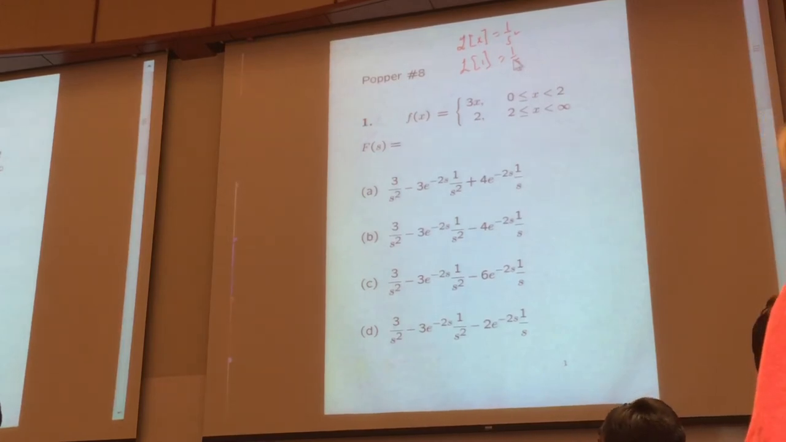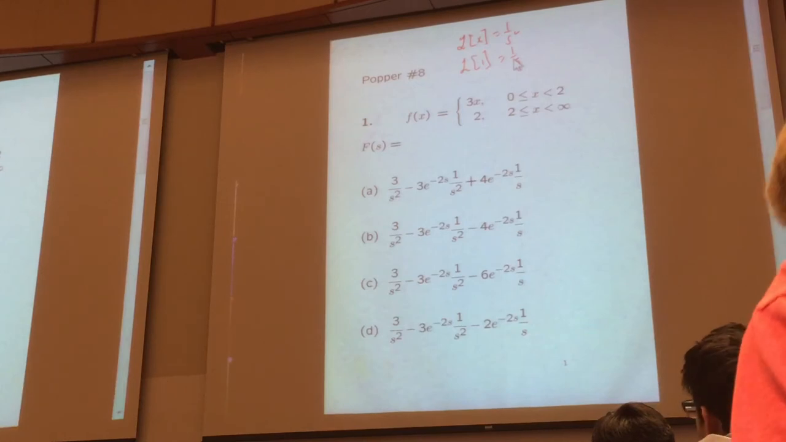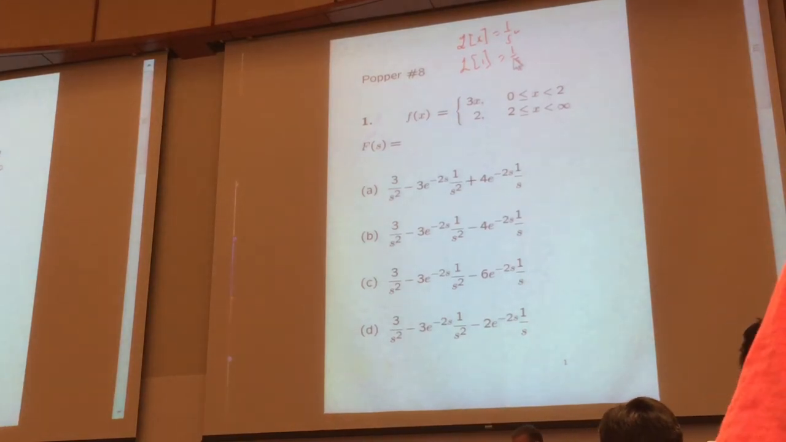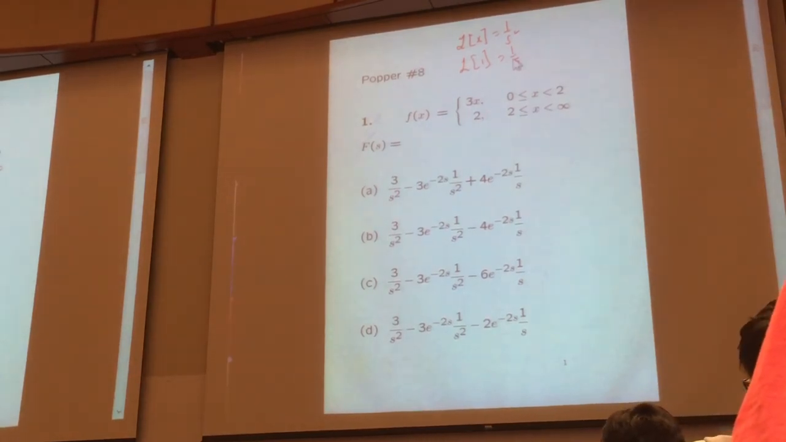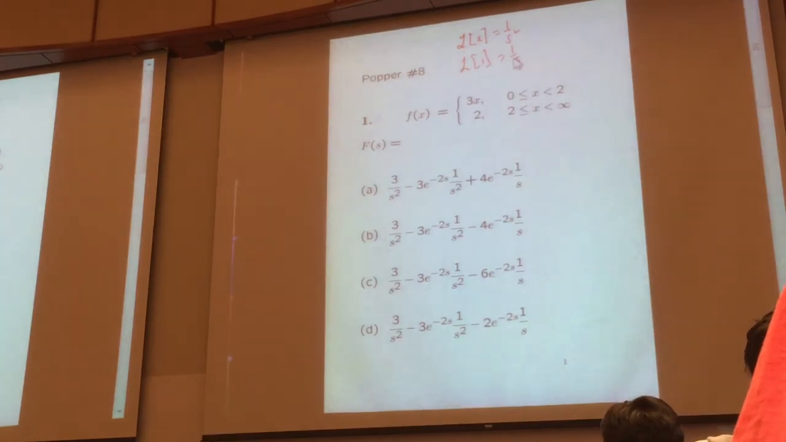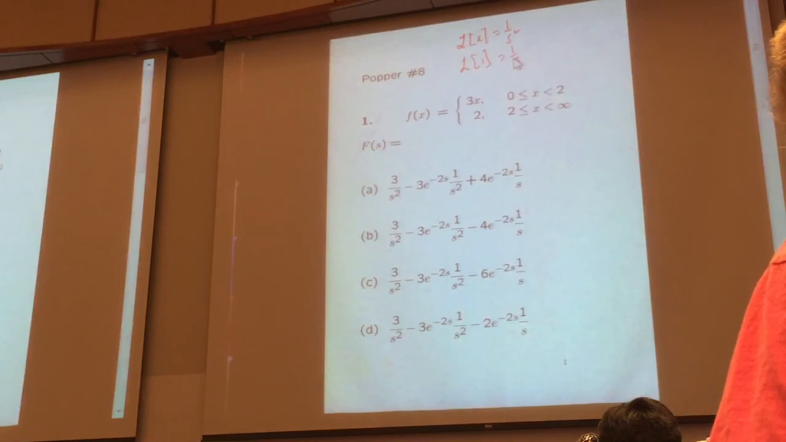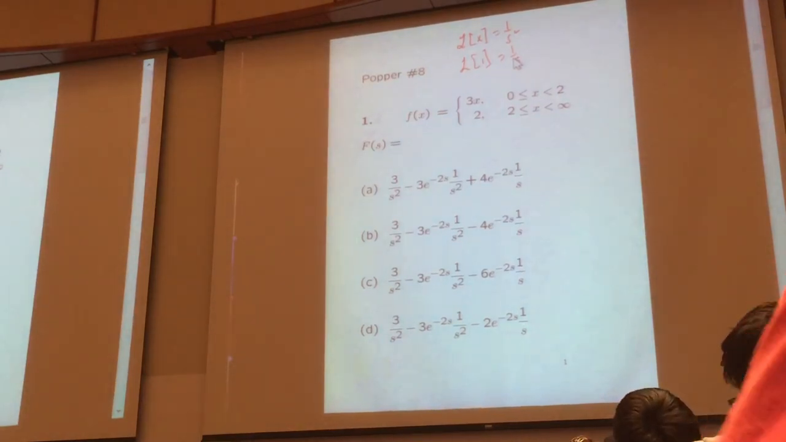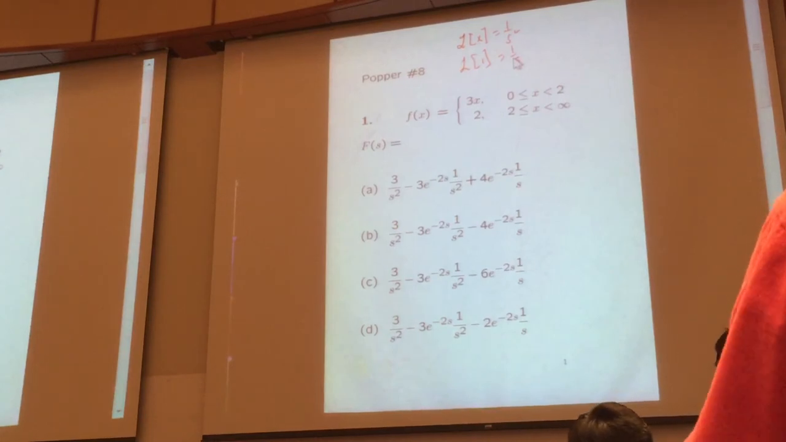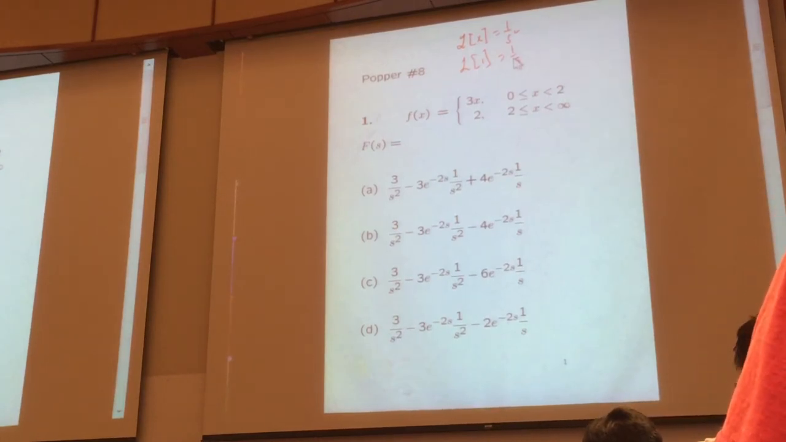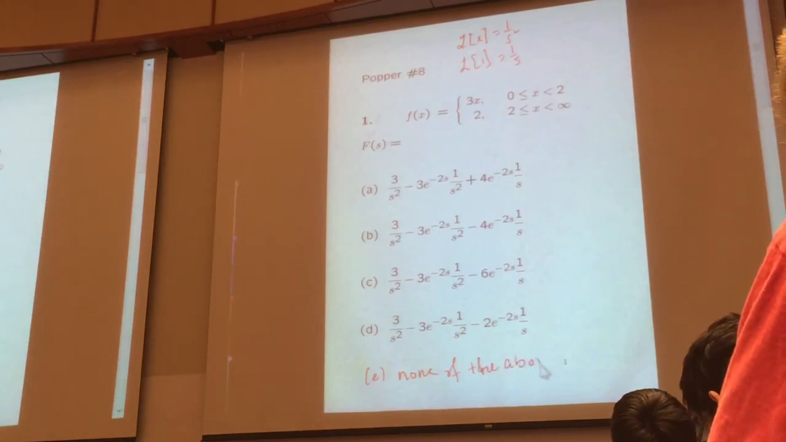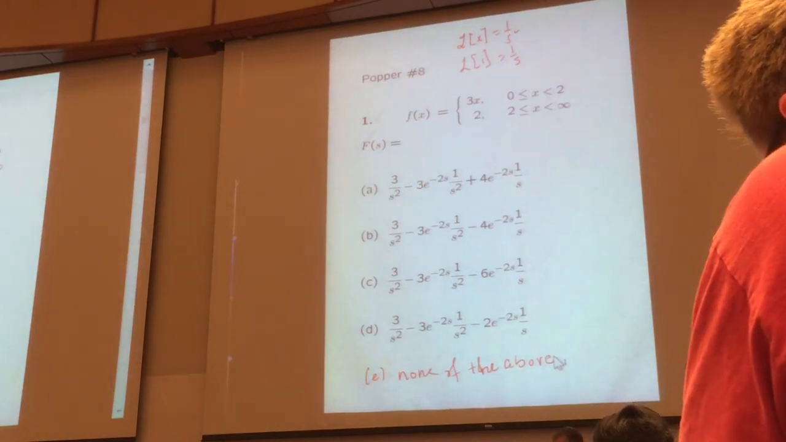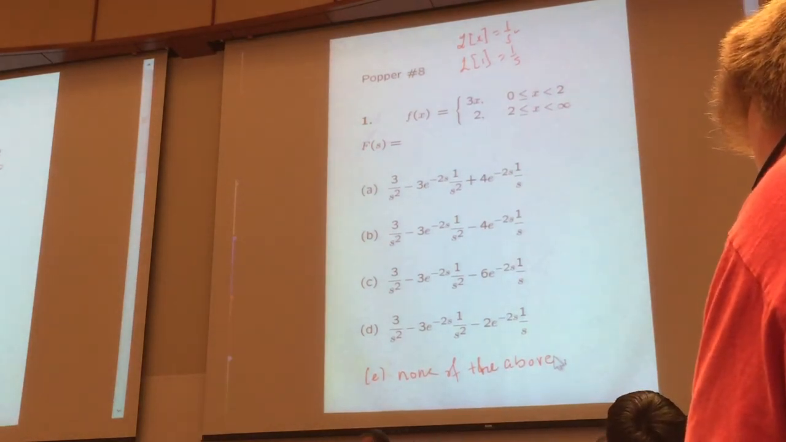You notice that all of them start out with 3 over s squared, and they all have the same second term. Okay, the only question is, what's the third term? Oh, by the way, E is none of the above. Everybody done?